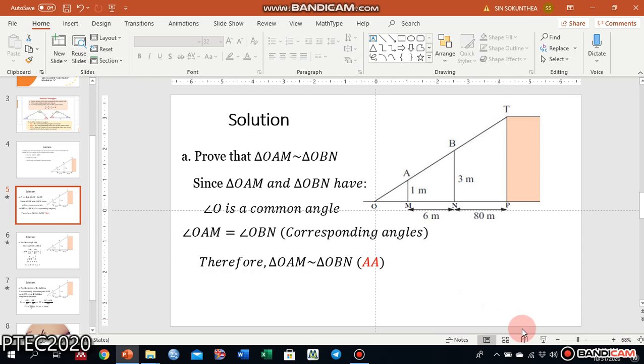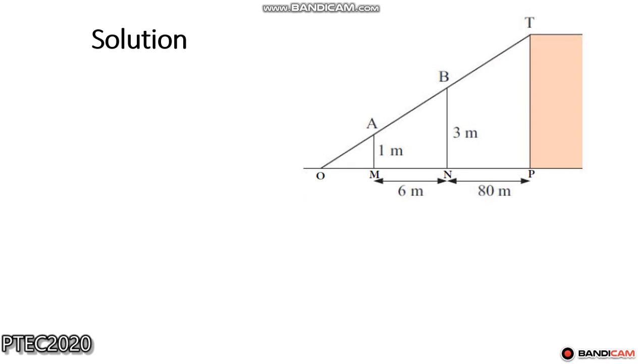Okay, so hello everyone again. This is episode 2, which continues from episode 1, where we already have the problems, the exercise in episode 1. In this episode, we are going to provide you the solution of the problem in episode 1. So the first question of the problem is: prove that triangle OAM is similar to triangle OBN.